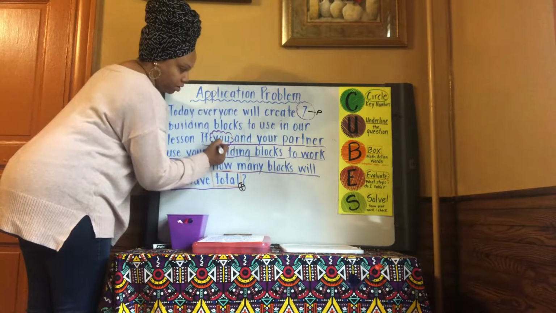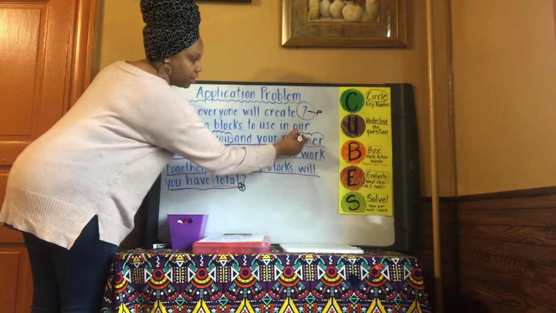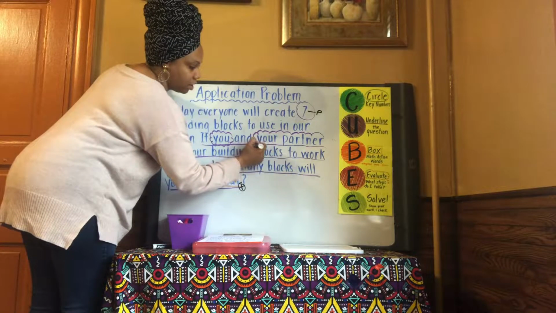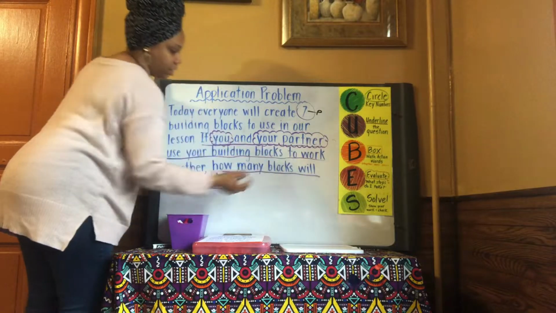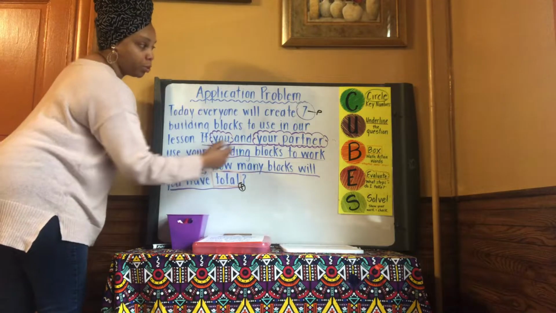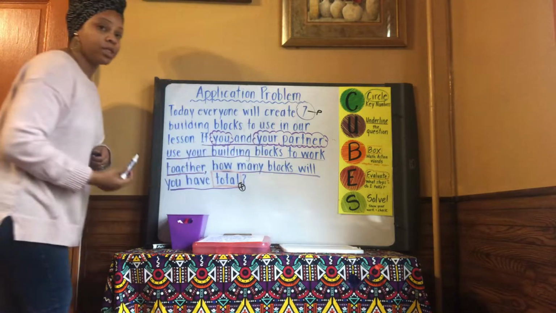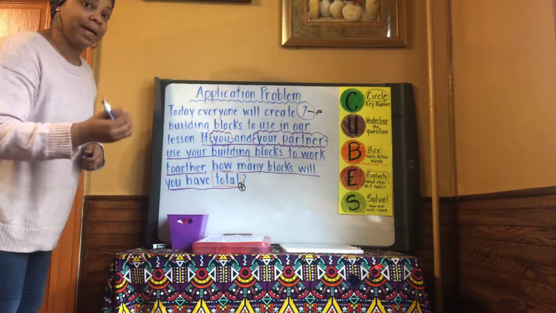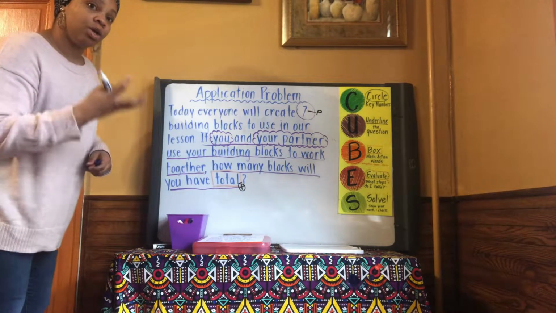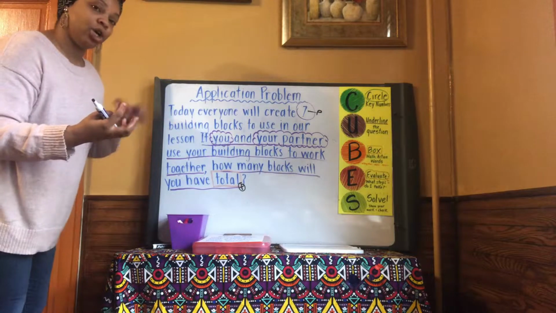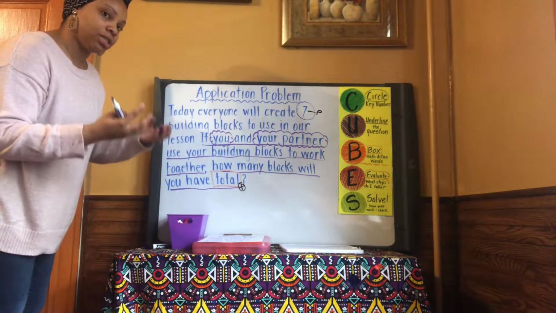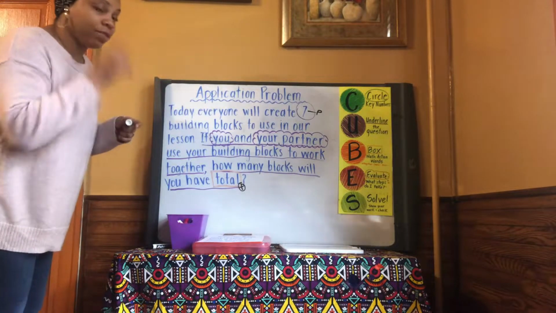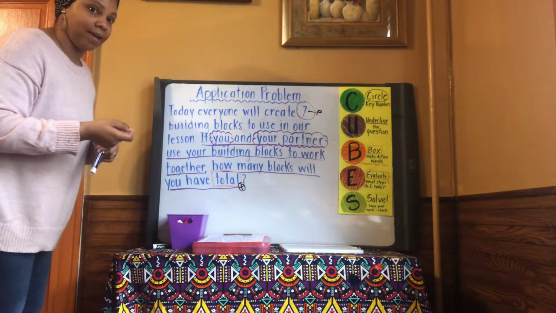"You" is a key word, and your partner is key. Because what we're solving for is the total between you two, right? You're going to work together. You're going to combine or add your building blocks and your partner's building blocks to find how many you have all together. So now that I've thought about that, I know what steps I have to take.